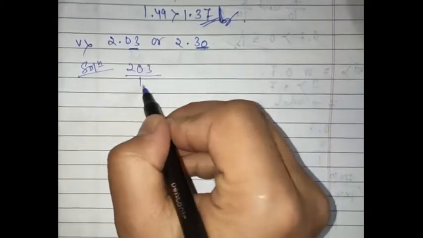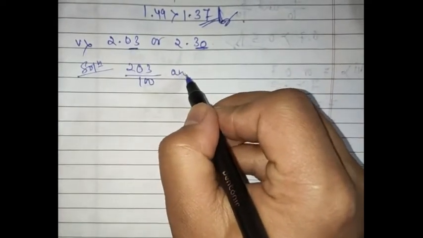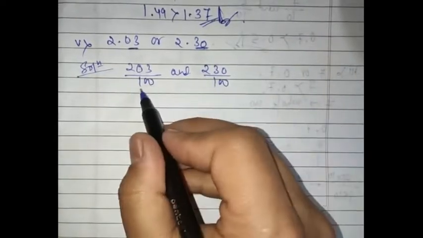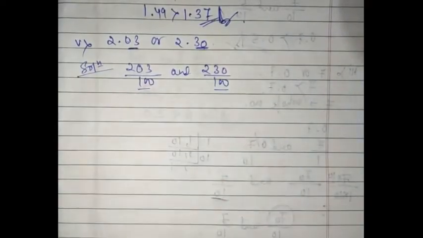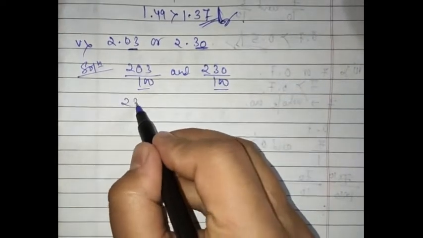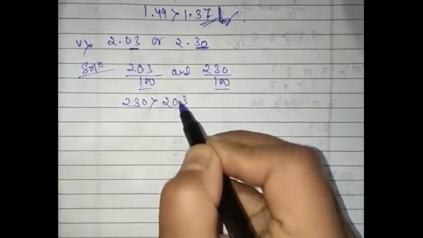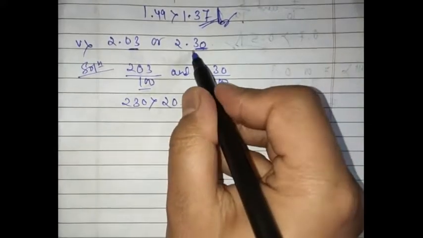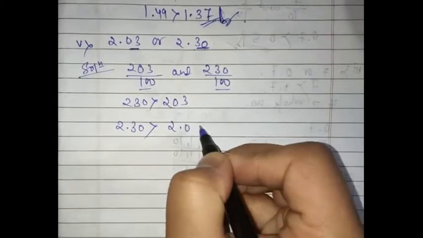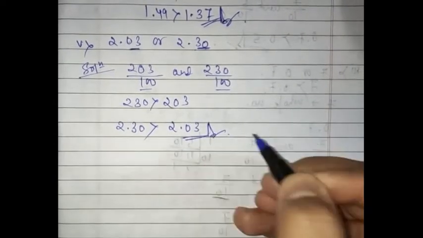203 by 100, and 230 by 100. To find the LCM, it is similar. Both the denominators are similar, so we can directly predict 230 is greater than 203, right? So 230 is for whom? 2.30, so we can write 2.30 is greater than 2.03. It is the easiest one.